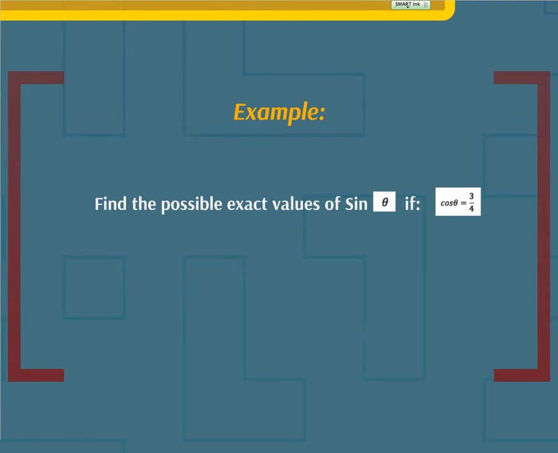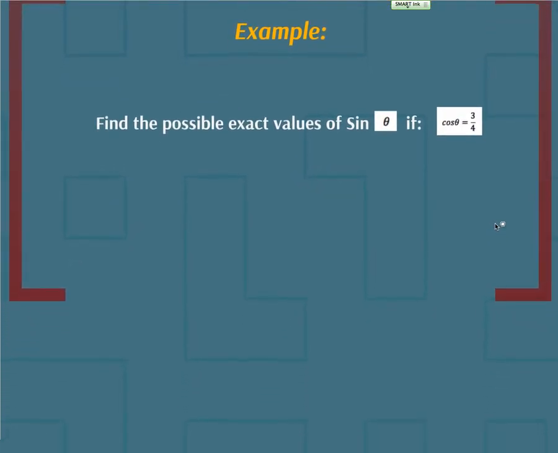So here is our first example. Find the possible exact values of sine of theta if cosine of theta equals 3/4. I know it doesn't say no calculator, but like I said, let's just try to push ourselves to try not to use the calculator on this one.